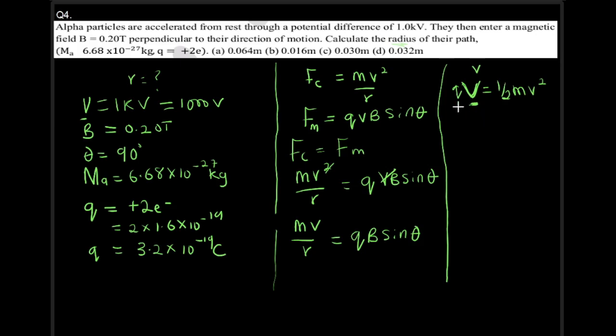So substituting our values here, Q is 3.2 times 10 raised to the power minus 19, that's the charge of the particle that was fired, multiplied by the potential difference of 1000 volts, equals 1 over 2 times the mass of the alpha particle, which is 6.68 times 10 to the power of minus 27, multiplied by the square of the velocity, which is what we are looking for.